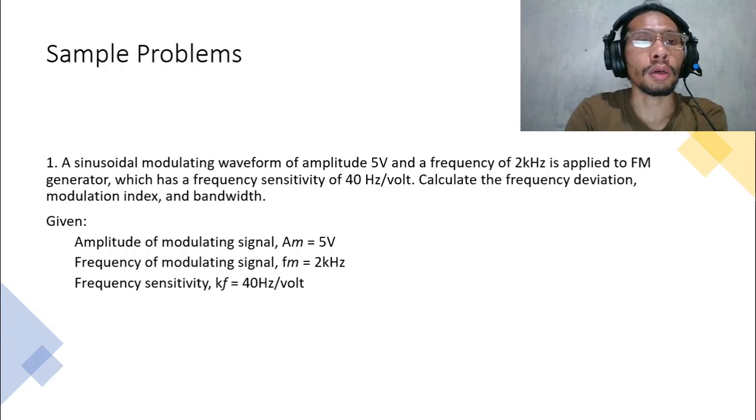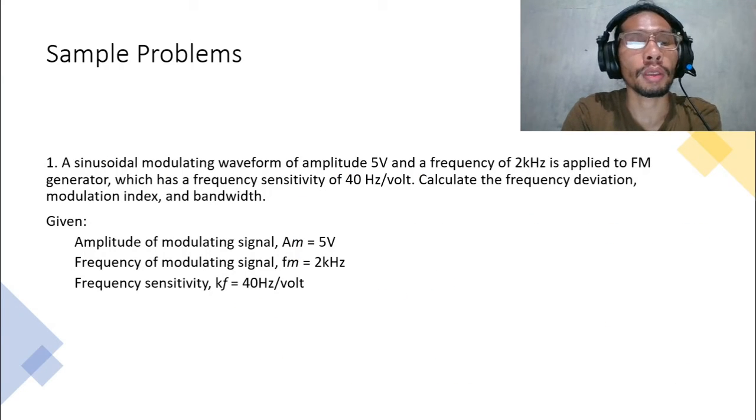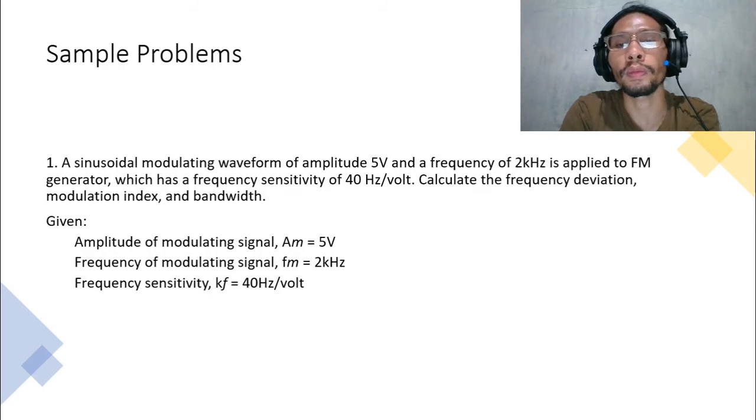So for the first problem, a sinusoidal modulating waveform of amplitude 5 volts and frequency of 2 kilohertz is applied to an FM generator, which has a frequency sensitivity of 40 hertz per volt. Calculate the frequency deviation, modulation index, and bandwidth.